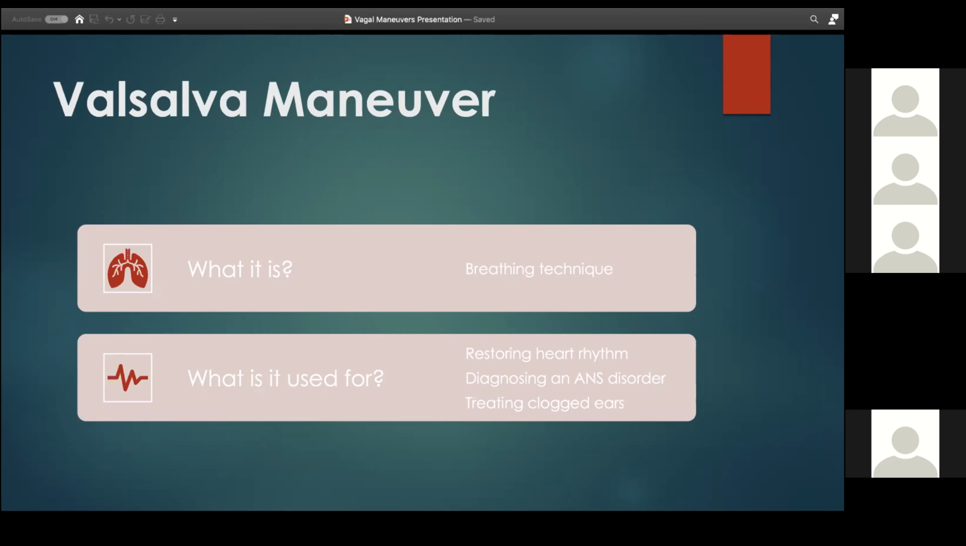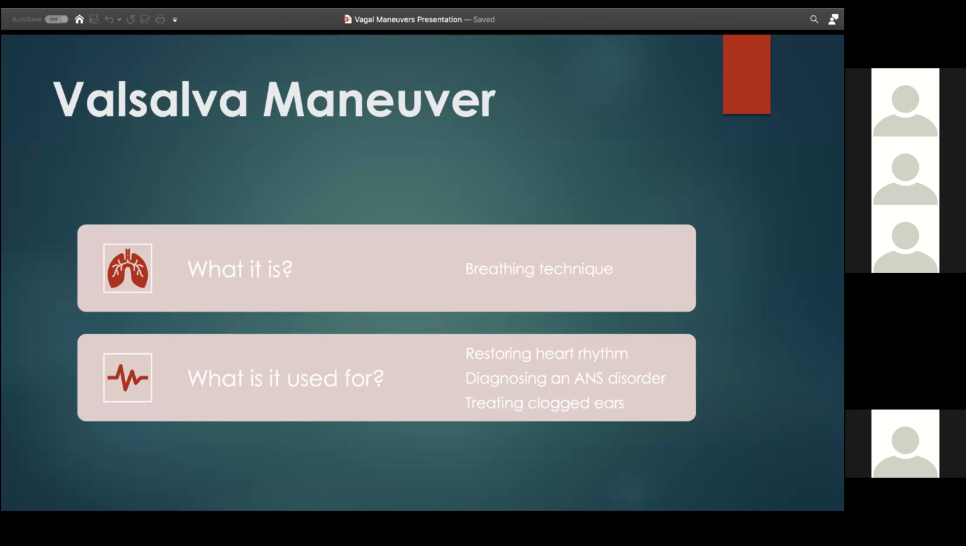And for diagnosing an ANS disorder, the way this works is the pattern of the heart rate and blood pressure changes, how it fluctuates between the phases. This can help the doctor or the provider, whoever's monitoring during this procedure, identify any problems with the sympathetic and parasympathetic nerve functions. For example, if you have a condition called postural orthostatic tachycardia syndrome, or POTS, you'll have significant increases in blood pressure in phase 2 and 4.